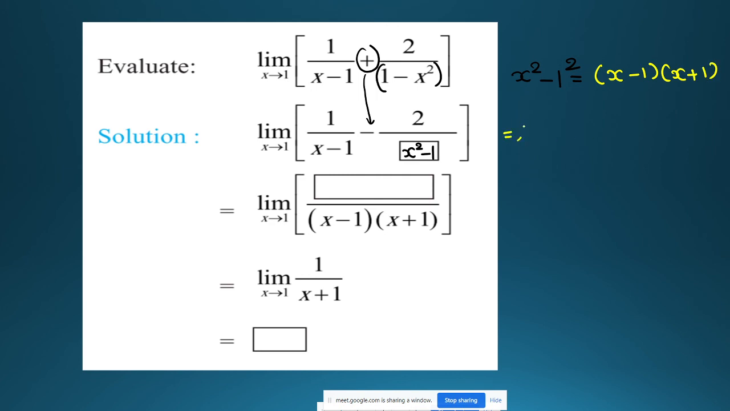This is nothing but limit x tends to 1 inside the bracket, 1 divided by x minus 1, minus 2 divided by this, x square minus 1 square written as x minus 1 times x plus 1. Why x plus 1?